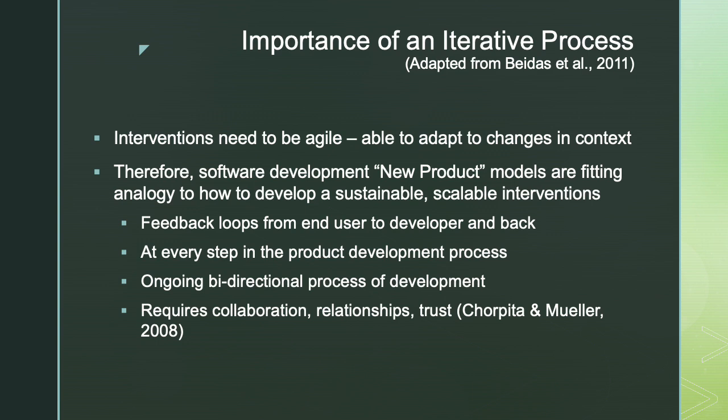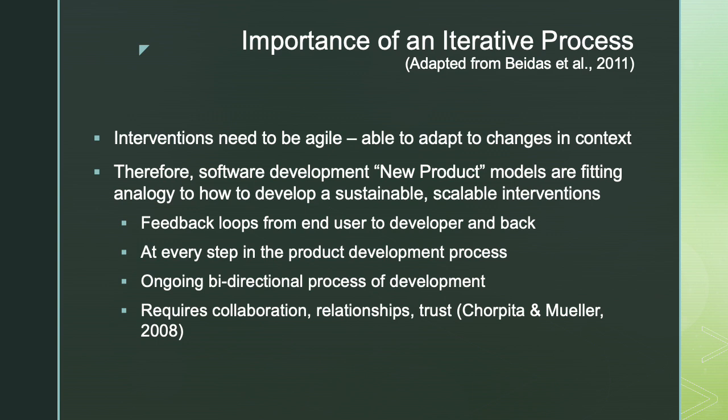Therefore, this older model, as I mentioned, of efficacy to effectiveness, and then we're going to go back and see what we want to change, that's just not flexible or dynamic enough. So implementation scientists realized in the late 90s, early 2000s, that psychology and prevention science needed to learn from software product developers, that we really needed to think about new product models as an analogy for how to come up with really feasible, useful, sustainable, scalable interventions.